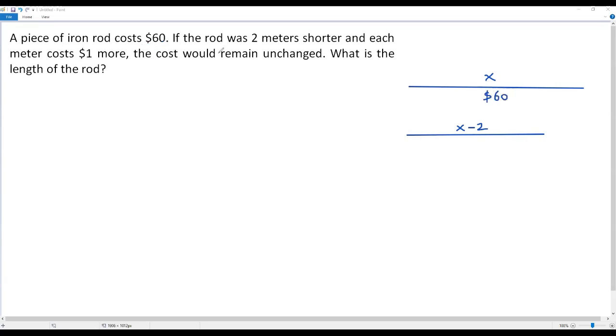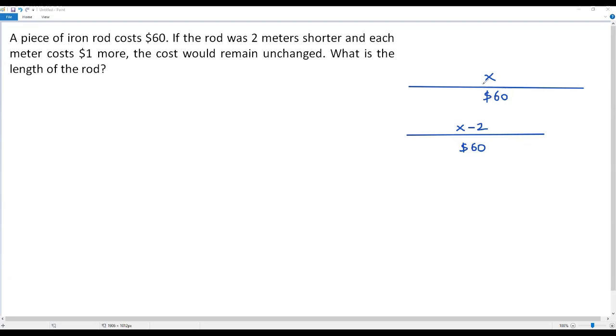And also the information says even if the rod is 2 meters shorter, the cost would remain unchanged. So whatever cost we have for the original rod, the same cost we have for the rod which is 2 meters shorter. So the cost of this smaller rod also will be $60. Now we know that the length of the original rod is x meters, and its cost is $60.